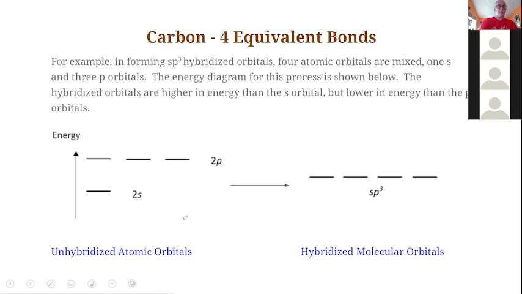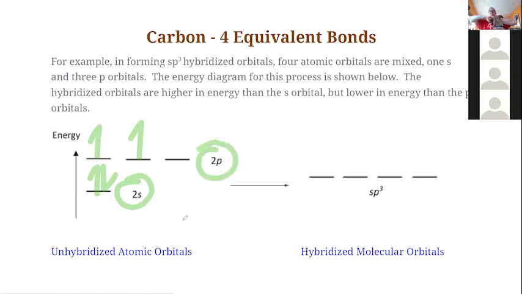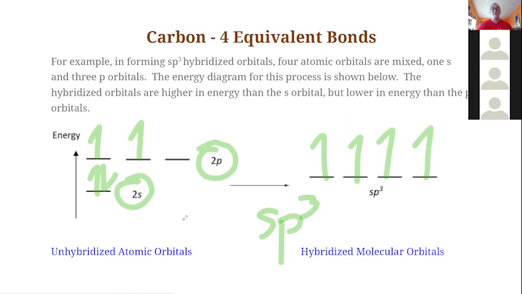So again, here's our one, two, three, four electrons. I need four places to put electrons that are all the same. So what we do is we take this one S orbital and these three P orbitals and we combine them together to form SP3, because there's one S and three P orbitals. And then we put one, two, three, four electrons into each one. So now I have four electrons that are all the same energy and they're all unpaired.